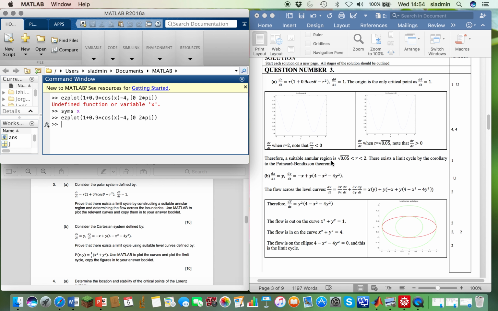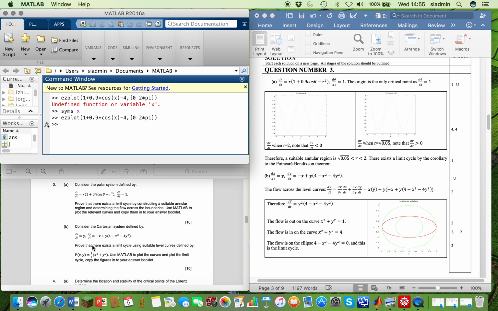Therefore, a suitable region, if we take r greater than the square root of 0.05 and less than 2, then we have a region without any critical points, because the origin is the only critical point, because d theta by dt is positive. So therefore, there has to exist a limit cycle by the corollary to the Poincaré-Bendixson theorem, so that there is a trapping region there.